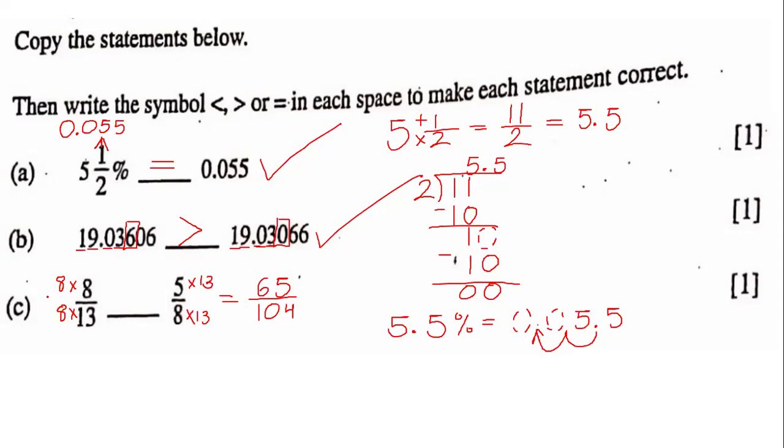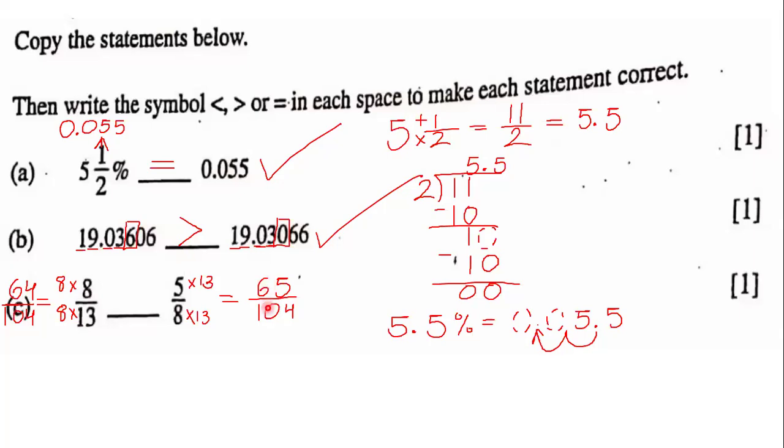Let's do the left hand side. 8 times 8 is what? 64. And 8 times 13 is what? 104. So we have one side that is 64 over 104. And we have the next side that is 65 over 104.